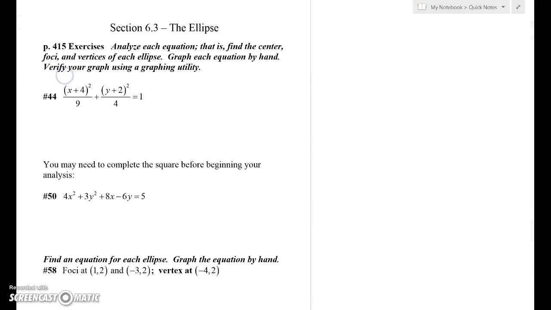So let's look at an example. We're going to analyze this equation. So we need to find the center. Remembering that the minus is part of the equation, the center is going to be (-4, -2). So that's where the center of our ellipse is going to be.